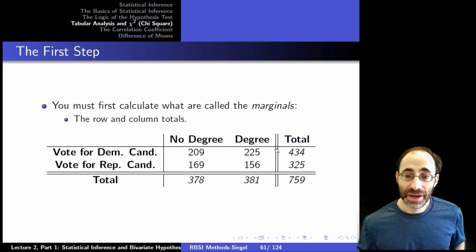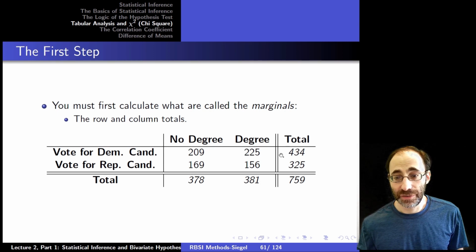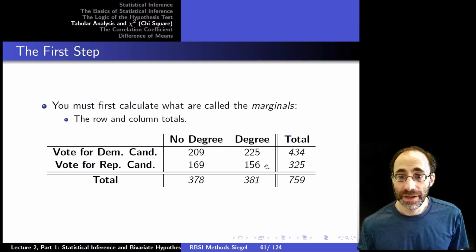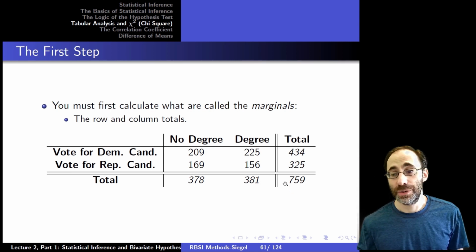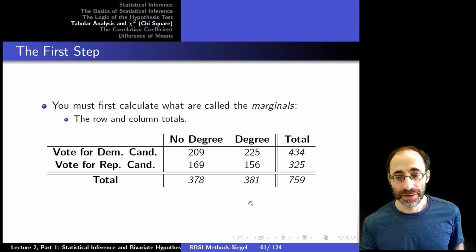And it's a good check. Each row gets totaled over here. These are row marginals. Each column gets totaled down here. These are column marginals. And then these both have to add independently to the total number of data points you have, n, which is 759. If they're different, you made an addition mistake somewhere.